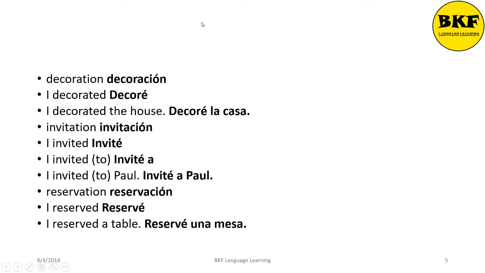Okay, so decoration is decoración, which we have already seen. If I want to say I decorated, I'm going to say decoré. If I want to say I decorated the house, I'm going to say decoré la casa. Invitation is invitación, as we have seen. If I want to say I invited, I'm going to say invité. So I invited to would be invité a. And if I want to say I invited Paul, I'm going to say invité a Paul. Again, there is a personal A over here, which we have already discussed. Now, reservation is reservación. If I want to say I reserved, I'm going to say reservé. And if I want to say I reserved a table, I'm going to say reservé una mesa.